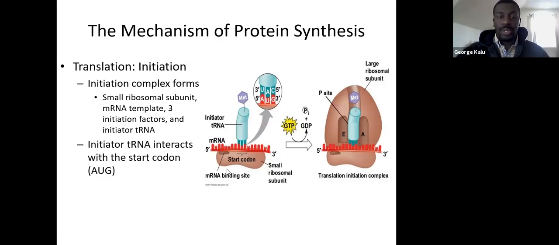And then we're going to have an initiator tRNA. Remember that tRNA is going to be bringing an amino acid. The initiator tRNA will always interact with the start codon, which is AUG. And so it's always going to be bringing the amino acid methionine, our MET. So to start the whole process, we bring our small subunit of the ribosome, we bring the mRNA, some initiation factors, and then an initiator tRNA, which will bind onto the start codon of the mRNA here.